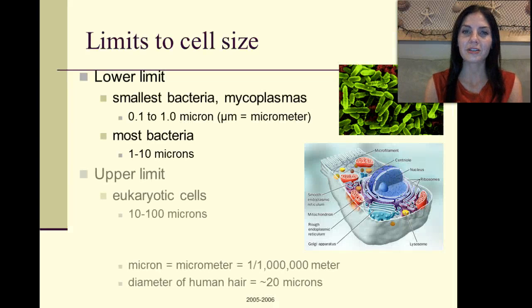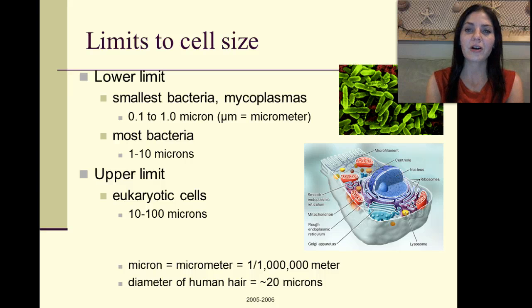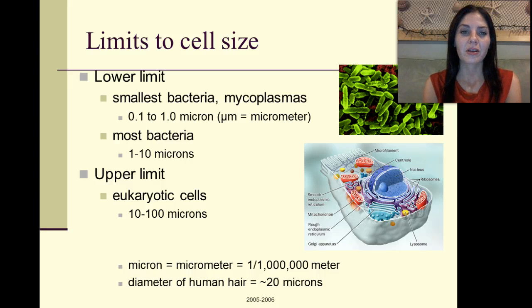So, limits to cell size. Why are cells so itty-bitty? The lower limit of cell sizes is bacteria, and the smallest bacteria are called mycoplasmas. Mycoplasmas are 0.1 to 1 micron long. Most bacteria are 1 to 10 microns.